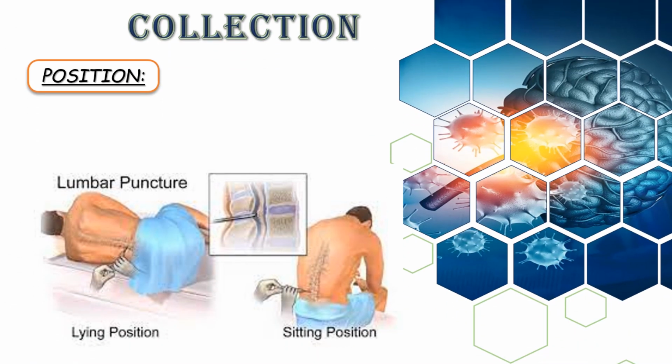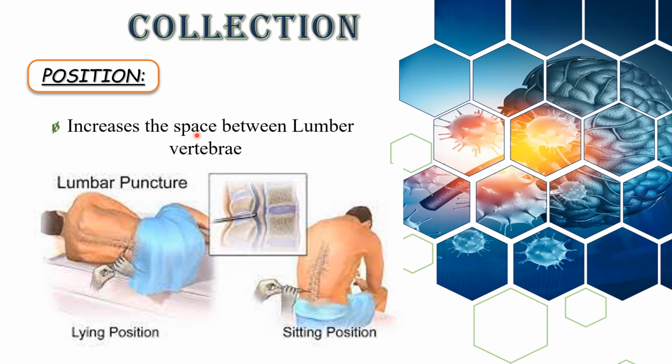Now, in which position do you put the patient in order to collect CSF? The most common position is a side lying position in which the back is absolutely straight, the knees are drawn up towards the abdomen, and the head is flexed onto the chest. Why do we choose this position? It increases the space between the lumbar vertebra, that is L3 and L4 or L4 and L5, where we will do the procedure. The other common position is, alternatively, we can use a sitting position.